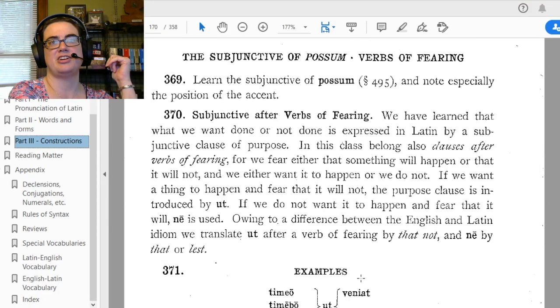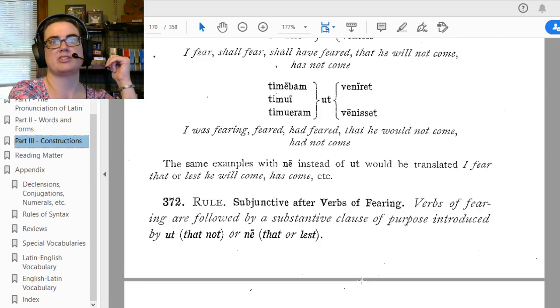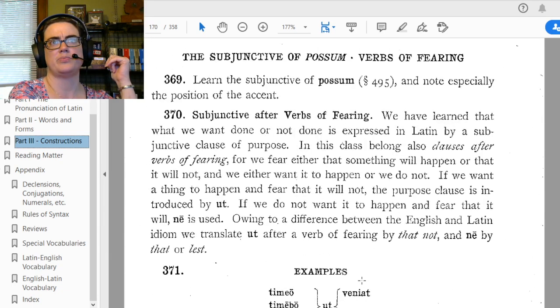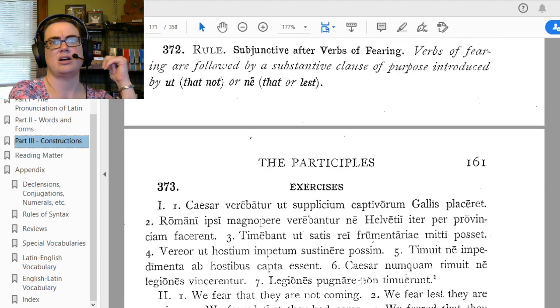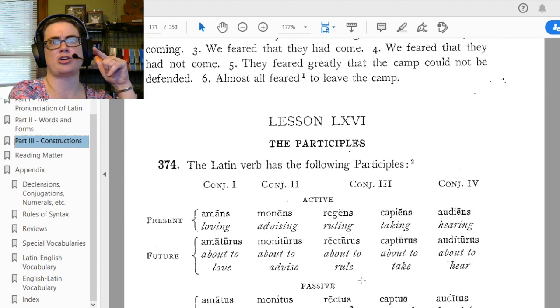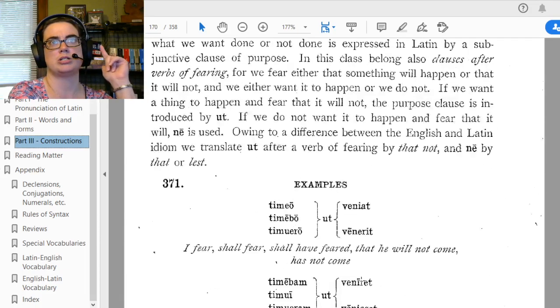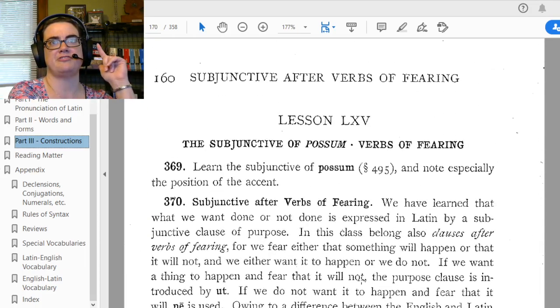Oh, verbs of fearing. You know, I was going to stop, but I might do verbs of fearing, mostly because it's really short, surprisingly. And then next time we'll just start fresh with participles, which is a huge one. So let's go ahead and do verbs of fearing.